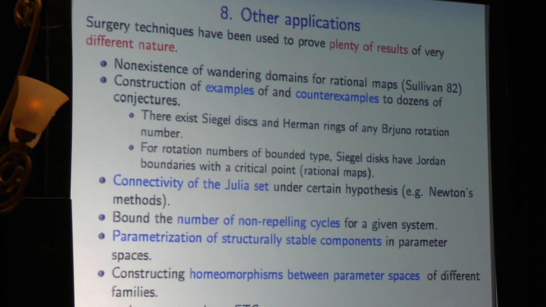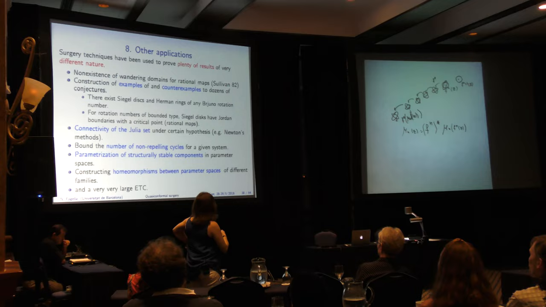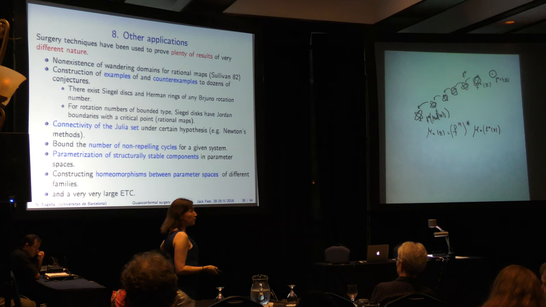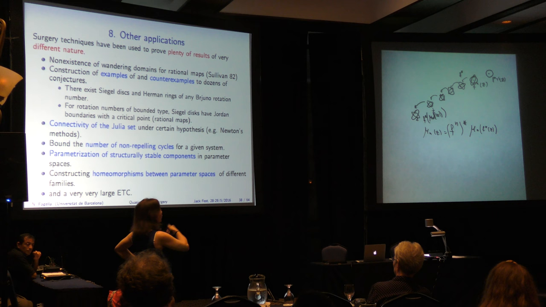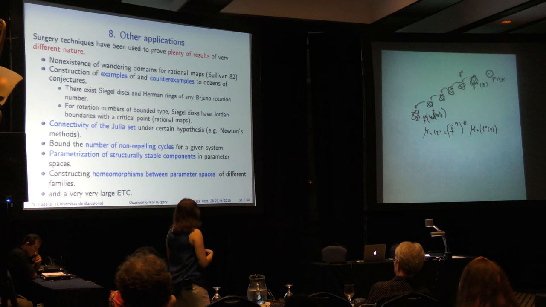And to finish, let me say that different surgery constructions have had a lot of success stories. They are used to prove plenty of results of very different nature in very different contexts, right? For example, they were introduced motivated by the non-existence of wandering domains for rational maps, and they've been used to construct examples and counterexamples of dozens of conjectures. For example, as I already mentioned, that there are Siegel disks and Herman rings of every Bruno rotation number and other things, or for rotation numbers of bounded type, showing that the boundaries are Jordan curves with critical points, at least for rational maps.